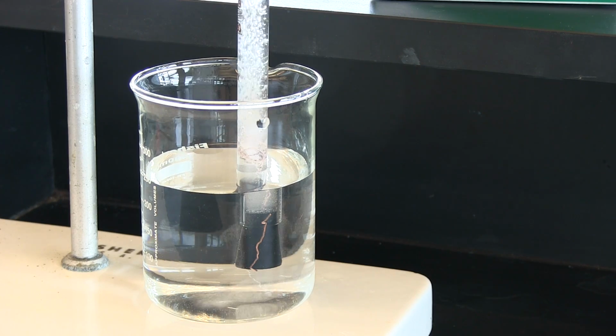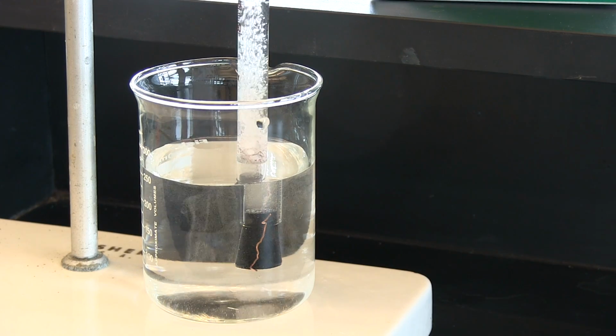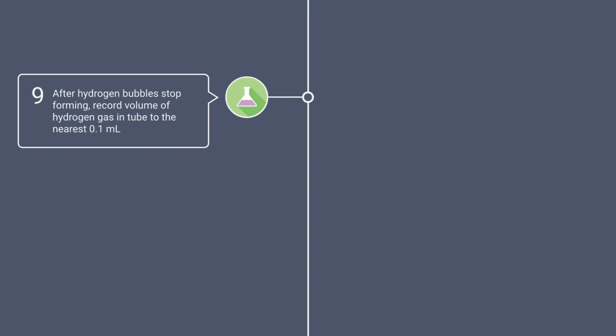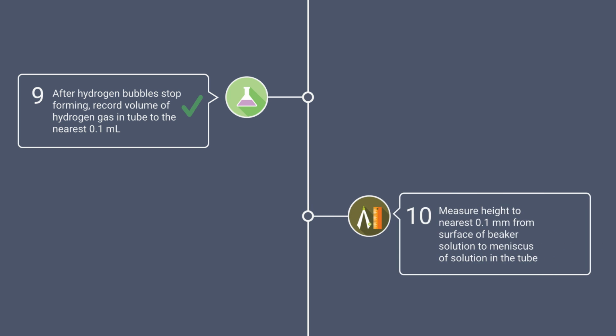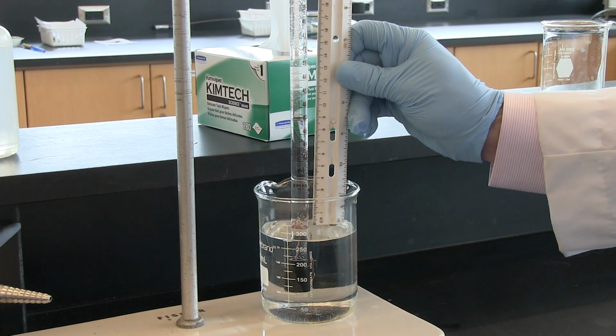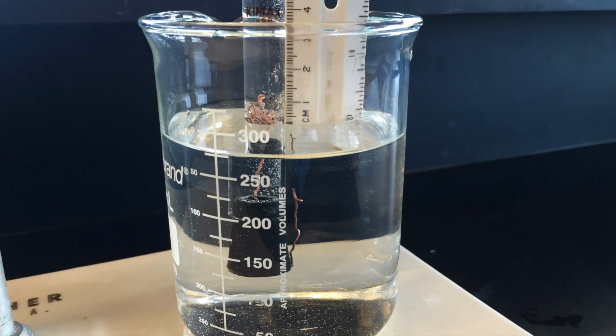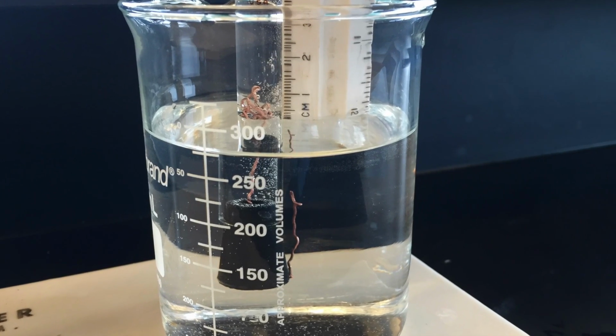Notice that the water level rises. Once the hydrogen bubbles stop forming, record the volume of the hydrogen gas to the nearest 0.1 milliliter. That part's pretty straightforward. For step 10, you need to measure the height of the column of solution from the surface of the beaker to the meniscus. So carefully line up the ruler so it just touches the surface, and measure how high the column goes.